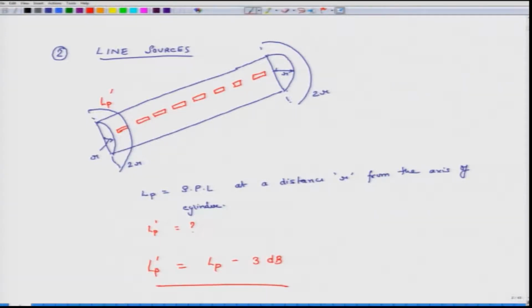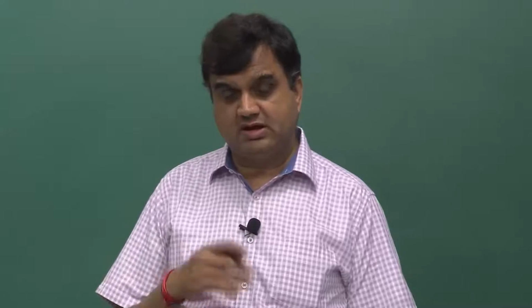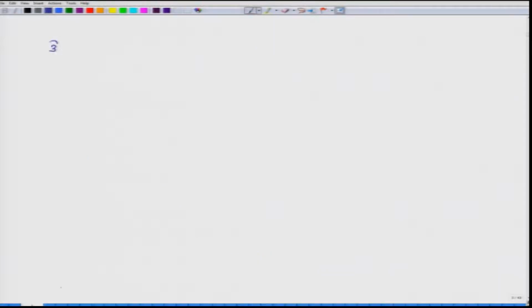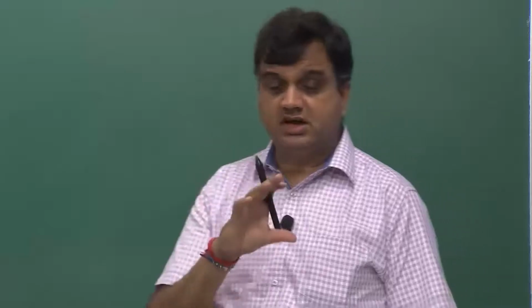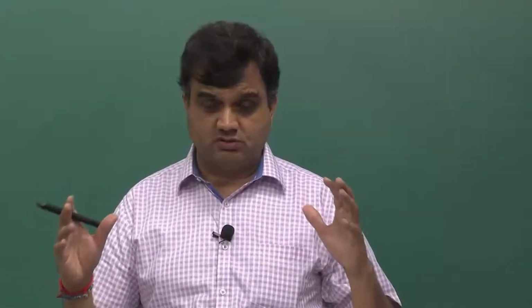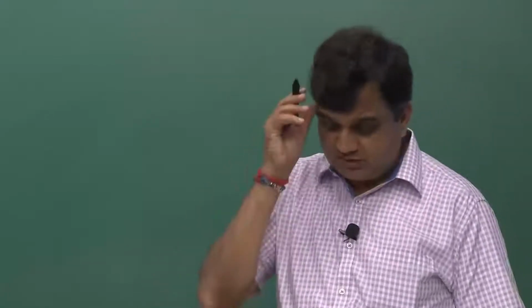So, for line sources, each time you double the distance, your sound pressure level falls by 3 decibels. And finally, we have a planar source. So, we have a point source. So, these are 3 special cases of sound sources: a point source, a line source, and a planar source. So, we will talk about planar sources.